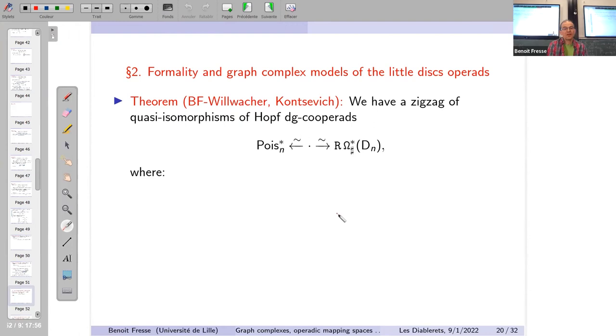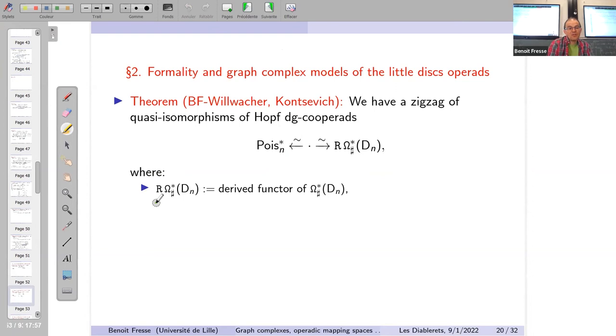At least for n larger or equal to 3, by a method. And for n equal to 2, you can use the existence of rational associators to get that the result is valid over Q too. Okay. And so this formality statement says that the model of Dn, where I'm using the notation R omega upper star sharp for the derived functor of omega upper star sharp, which by an abuse of notation I apply to a simplicial model of your operad of little n-discs.